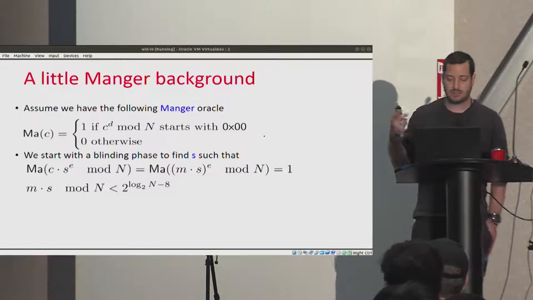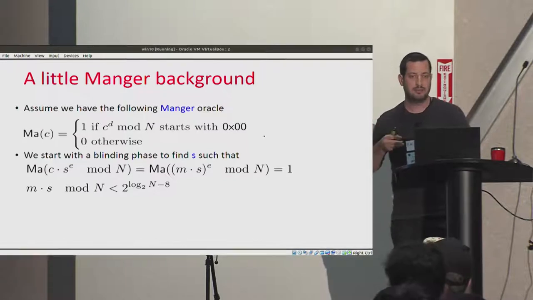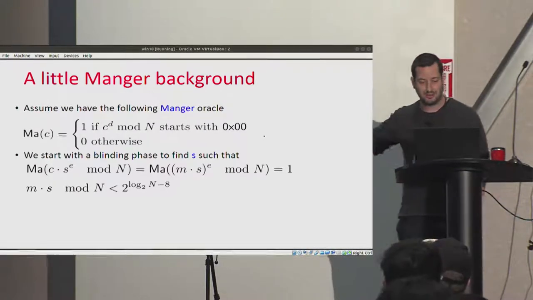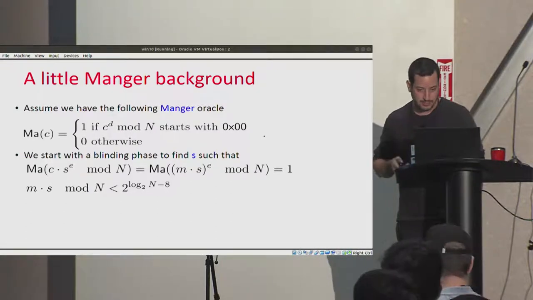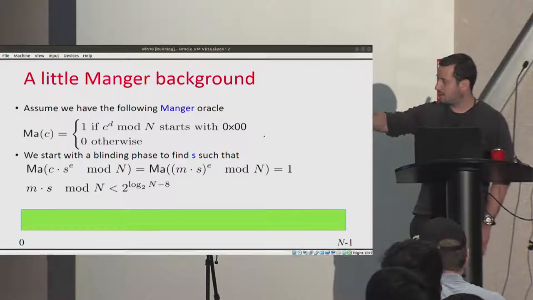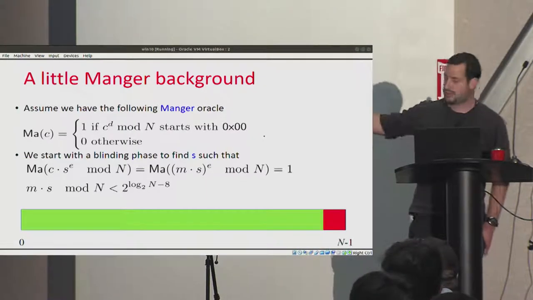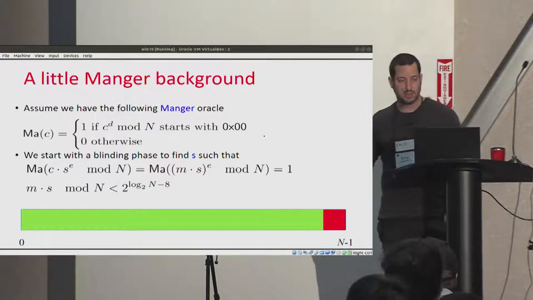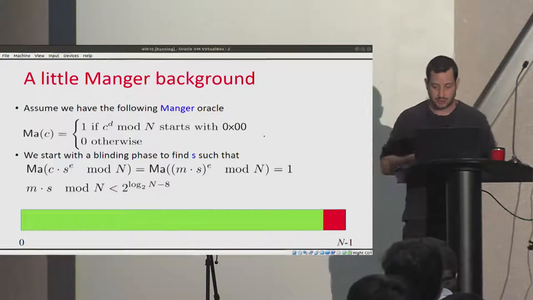And then if the oracle returns one, then what we know is that M times S is smaller than 2 to the log 2 of n minus 8. We know that the 8 top bits are 0. So if this is the whole range of the possible values of m times s, now we know that this topmost part is not possible, and we narrowed our search range, which of course is still really huge.